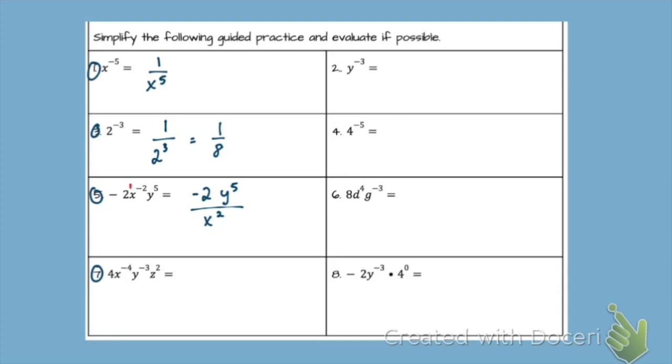Same thing with problem 7. I have a 4, so I'm going to put an exponent of 1 on there. I'm going to move the x and the y to the denominator, but I'm going to leave the 4 and the z in the numerator because they all have positive exponents.